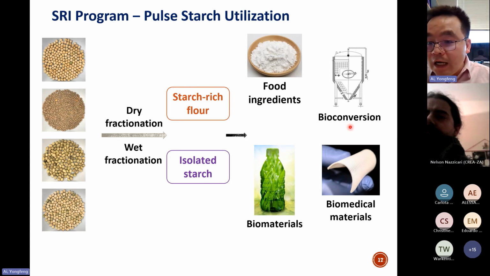We also work with microbiologists to use fermentation technology to convert, particularly the starch-rich flour, into prebiotics, probiotics, and also synbiotics. And we work with engineers to develop biomaterials and biomedical materials from the isolated starch. You don't want to use the starch-rich flour for this application, the main reason being, as I mentioned, this ingredient only has about 60 to 80% starch, so you still have protein and fiber as impurities. So we can only use isolated starch for these materials.